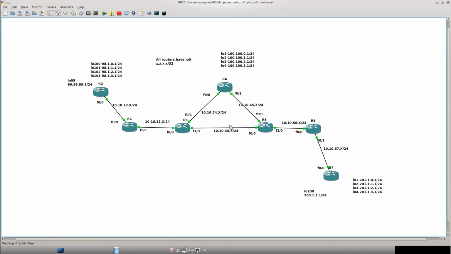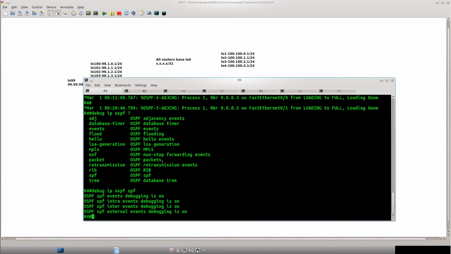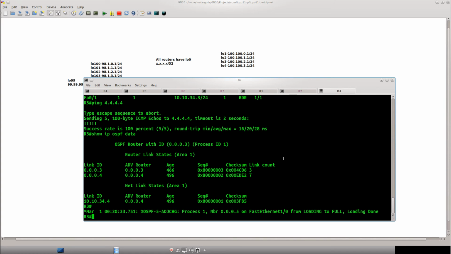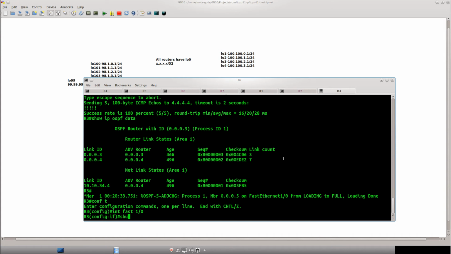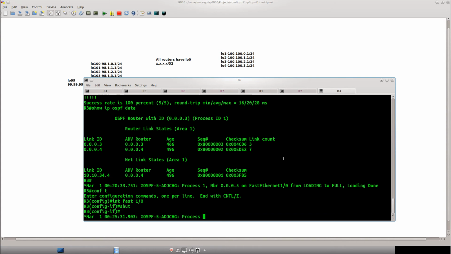So now let's break the link down here. We're going to kill that link between router 3 and router 5. So let's do it from the router 3 side. We're going to kill fast10. Make sure you're on the right router. Interface fast10, and just shut that guy down.